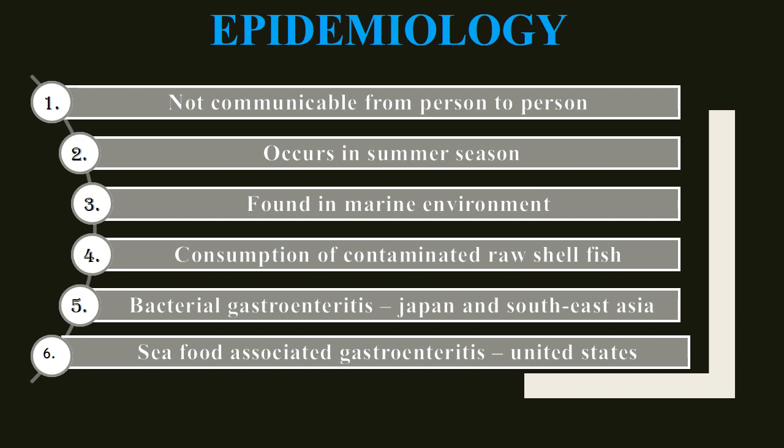Epidemiology of Vibrio parahaemolyticus. It is not easily communicable from person to person, mainly occurs in the summer season, found in the marine environment. Consumption of contaminated raw shellfish. Bacterial gastroenteritis is mainly found in Japan and Southeast Asia. Seafood associated gastroenteritis is mainly found in the United States.